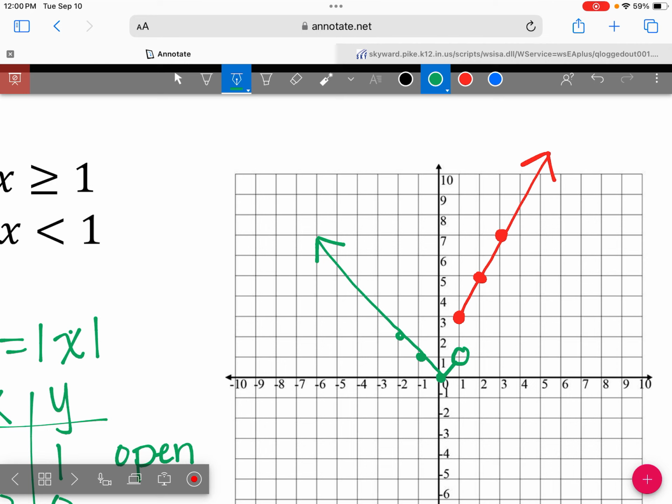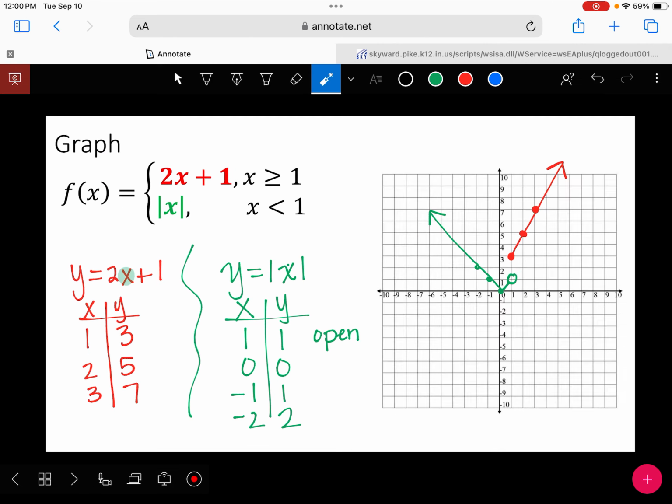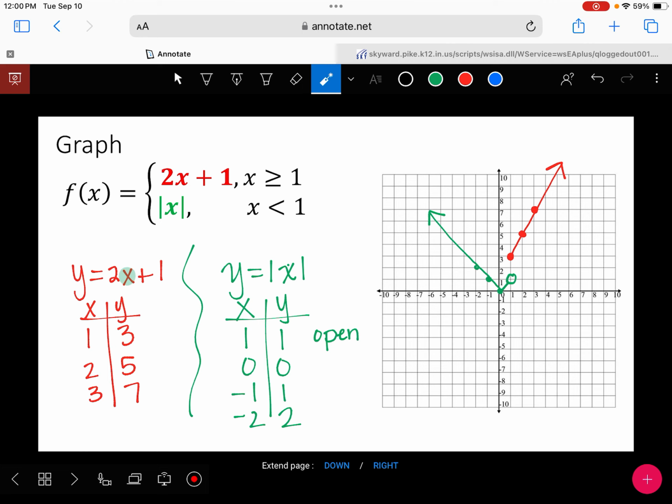Yes. Does it matter which one is open or closed? It does. How did I know that the green function had to be open and not the red? Because of the inequality. Yeah. What's the difference between these two inequalities? Which one is equal, the red or the green? The red. Yes, that does matter. That is a very good observation. Any question?